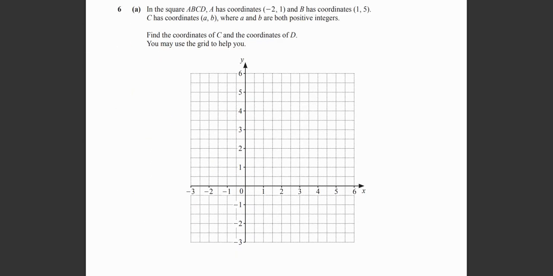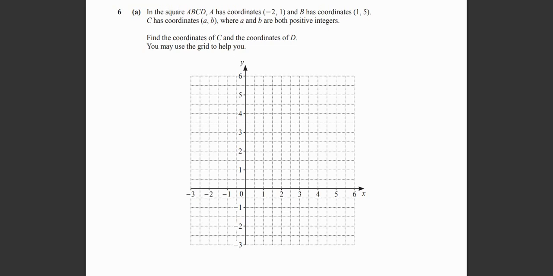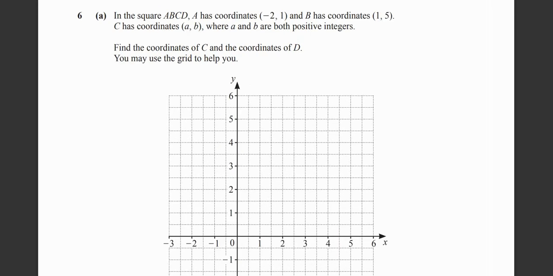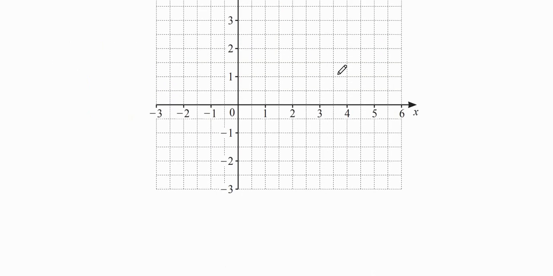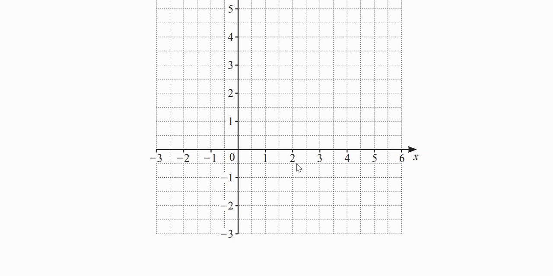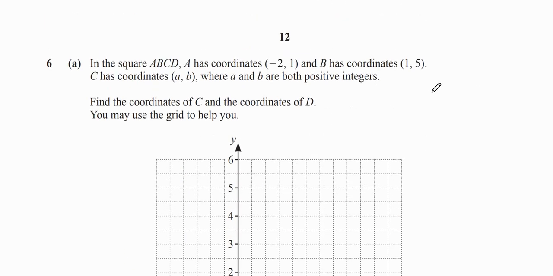Question number 6. Okay. Question number 6 says that in the square ABCD, A has coordinates this, B has coordinates this, C has coordinates (a, b), where a and b are both positive integers. Find the coordinates of C and the coordinates of D. Okay. So guys, in this question, first what you can do, let's label down the points of A and B. So A is negative 2, 1. Negative 2, 1, yeah. So A is this point.